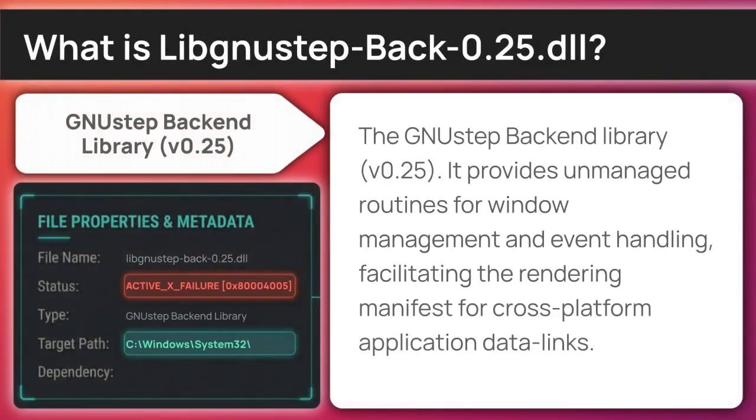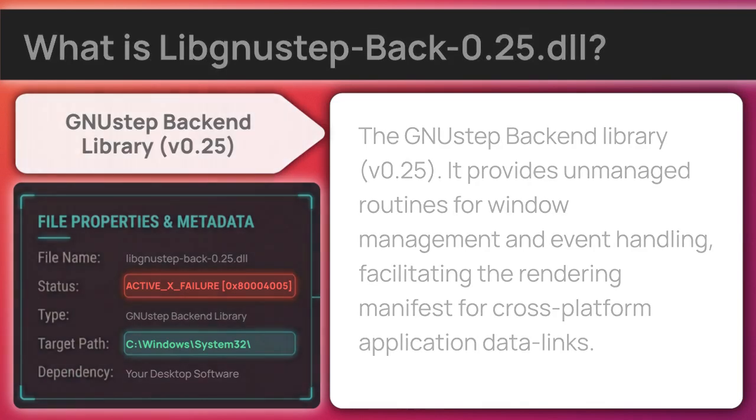This is the libgnustep-back.0.25, the GNUstep Backend Library v0.25. It provides unmanaged routines for window management and event handling, facilitating the rendering manifest for cross-platform application data links. Now that we've covered what the file does, let's jump into our first fix.